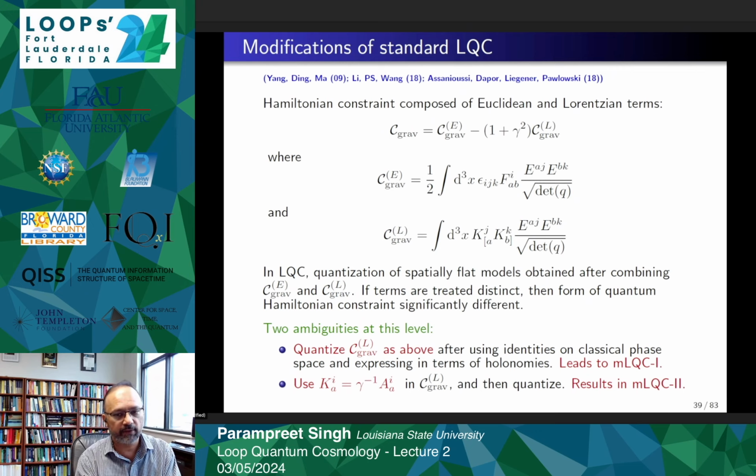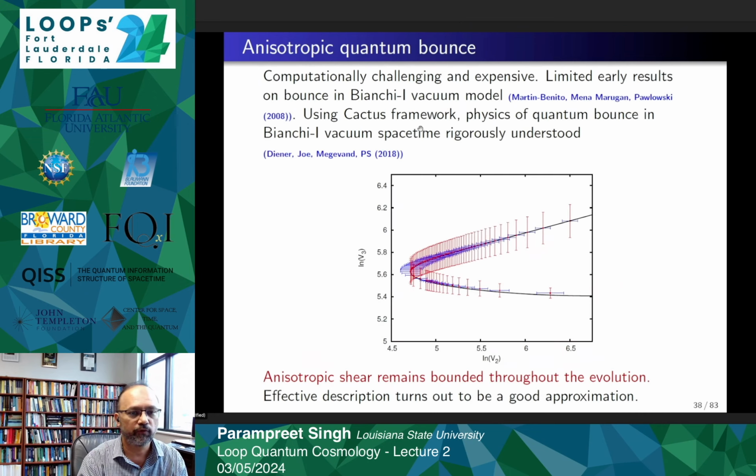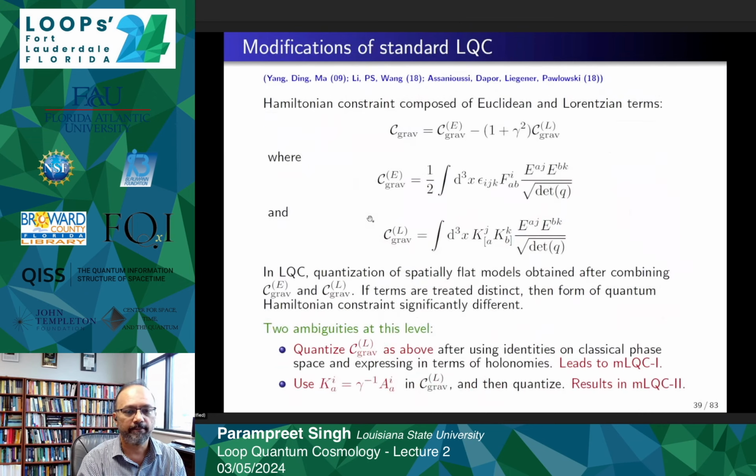In the Ashtekar-Bojowald-Lewandowski paper, these were combined earlier because you were dealing with homogeneous space-time, and then they can be related in the isotropic setting. You can combine them and then quantize them. What Yongge Ma and his students showed was that if you do not combine them, but quantize them separately, then the Hamiltonian constraint looks different. And there are essentially two ambiguities which emerge.